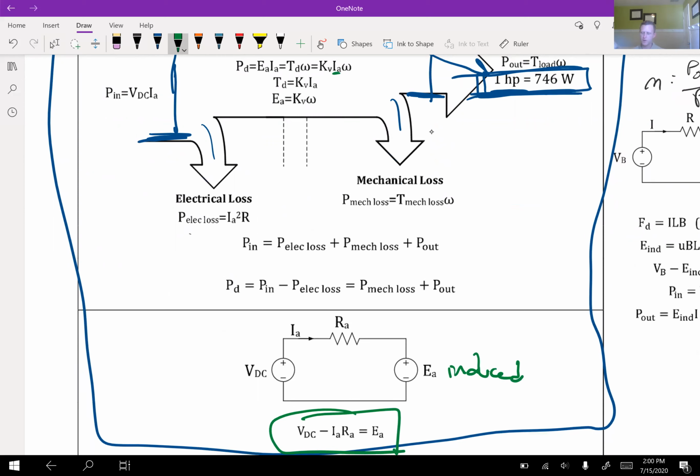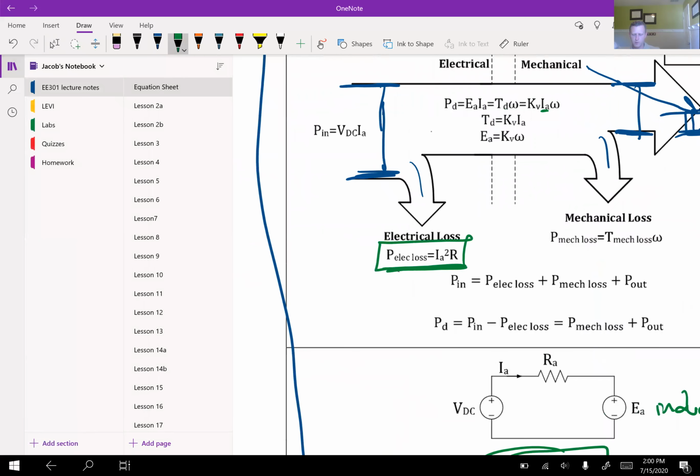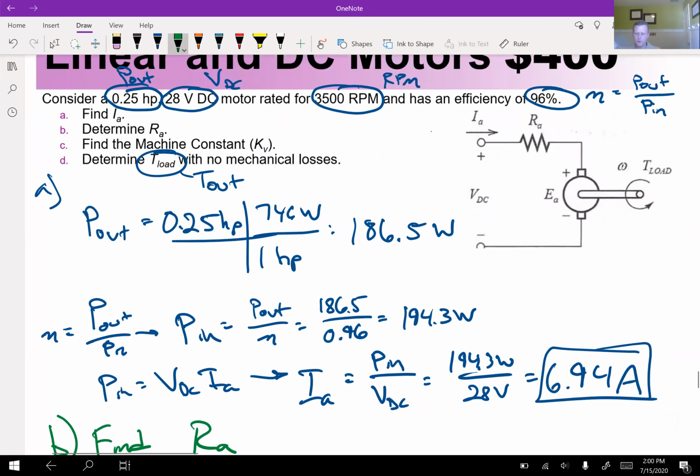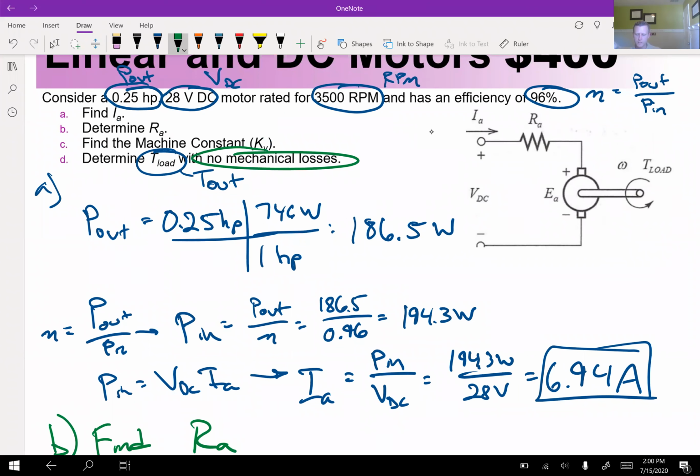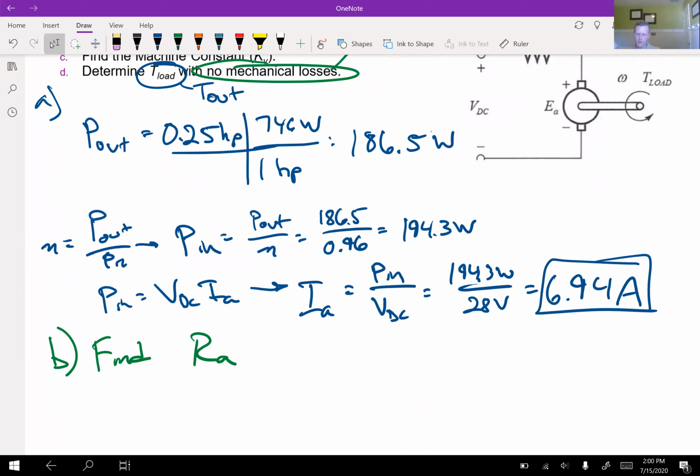Induced isn't being given here, so we haven't gotten there yet. If there's no E induced, this one right here has P electric loss equals I squared R. And I realize now that the phrase "with no mechanical losses" should be given in the problem statement, because in order to find R_A, we're going to use no mechanical losses.